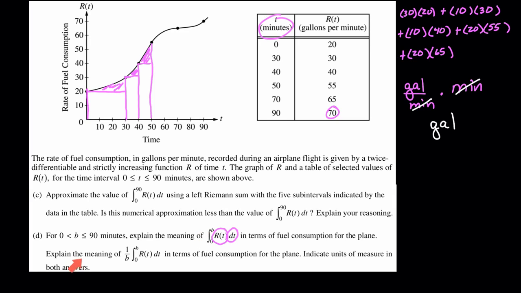So the next thing we're going to be explaining is the meaning of this right here. Now, the integral part is representing the same thing. This is your number of gallons. Now 1 over b. Remember, your b value is your time. So what we have are gallons per minute times the minutes. So that's R of t.